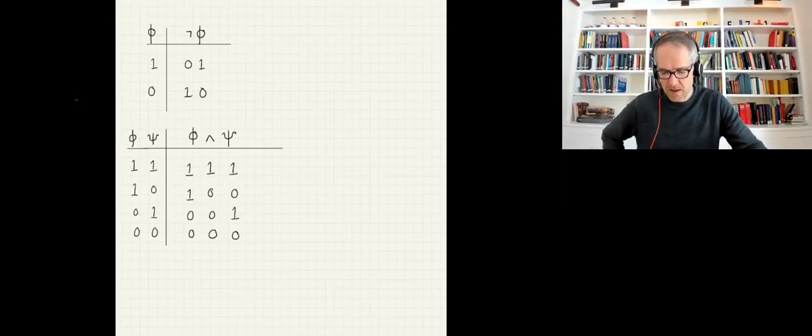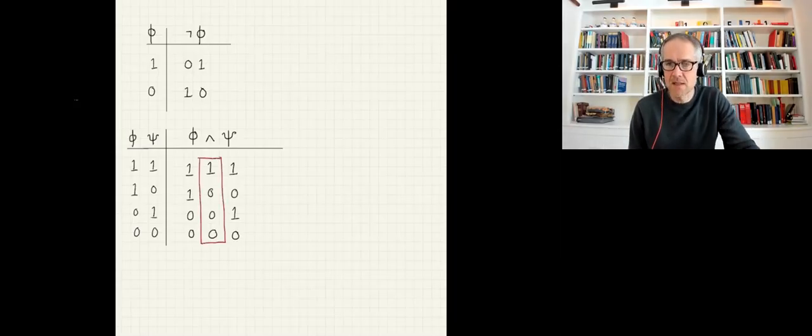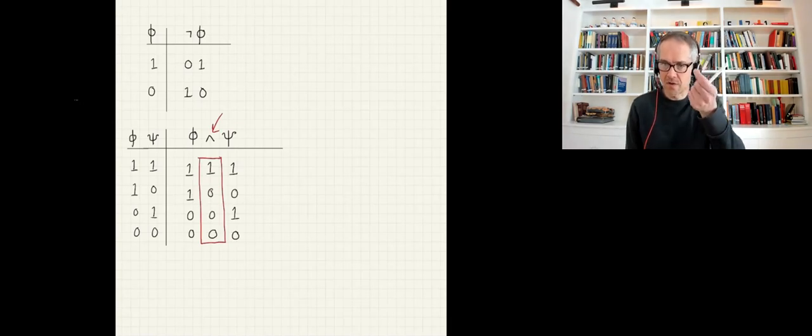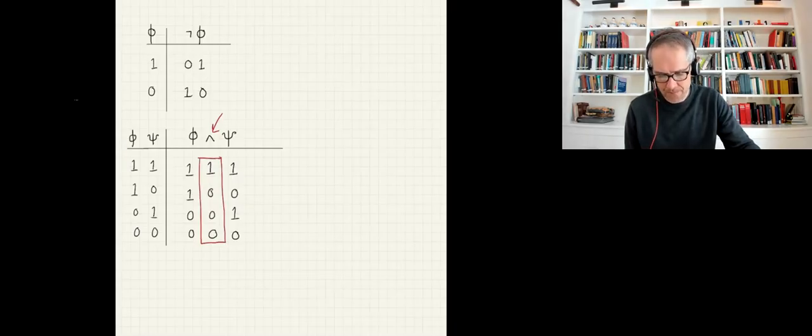Okay, let me just quickly remind you that in this red box, these are the truth values of phi and psi. This and is the main connective. So always the main connective of the sentence is the one under which you can see the truth values of that sentence in that situation. Okay.